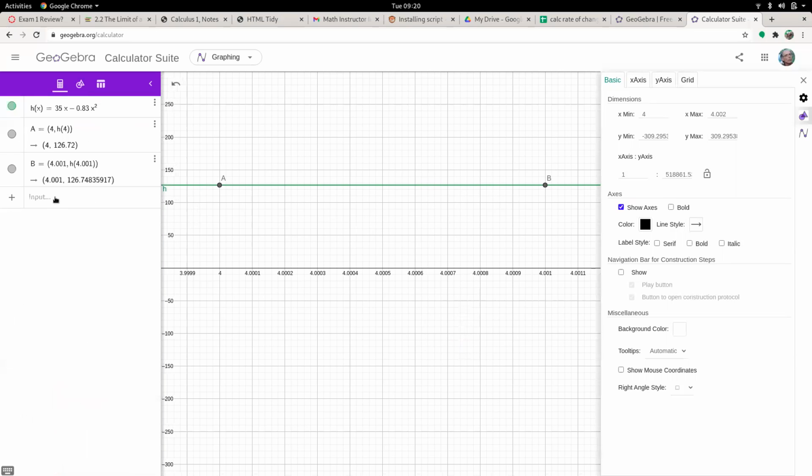And so I could calculate the slope here, make a fraction by dividing. What is h of 4.001 minus h of 4? And here I can clearly see the difference is 0.001. And is that the same number? Oh, no, I mistyped that. There we go. That should be the same number I had in the spreadsheet. So any calculator tool you want, calculate away.